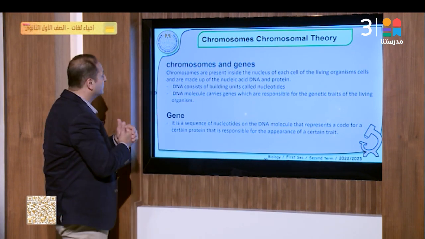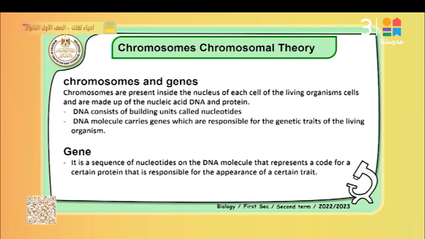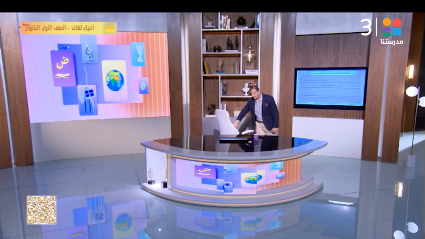That's right. A gene is the sequence of nucleotides on the DNA molecule that represents a code for a certain protein that is responsible for the appearance of certain traits. That's right. Okay?